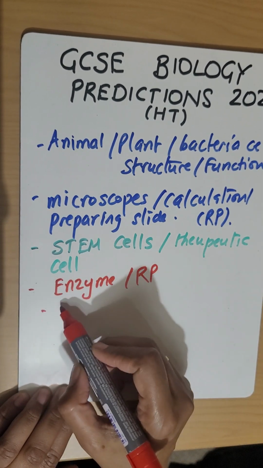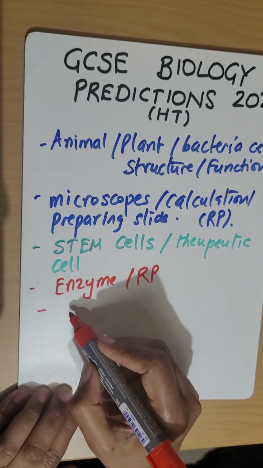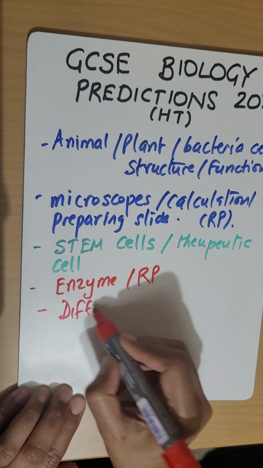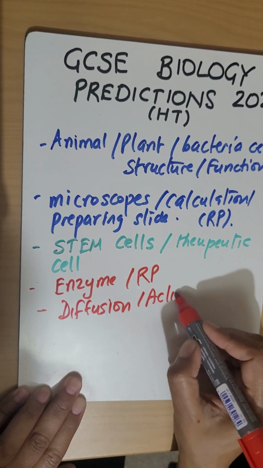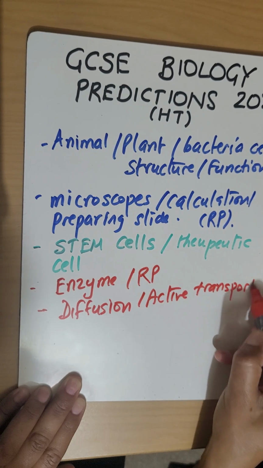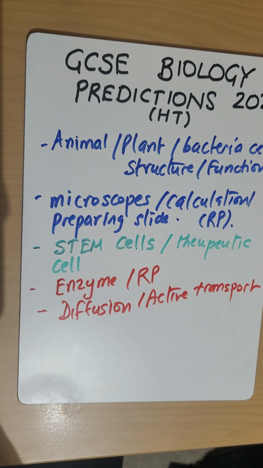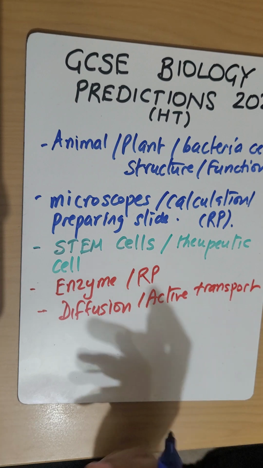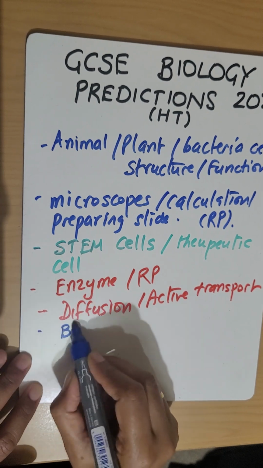The other one that hasn't come up: last year you had a massive question on osmosis, but there hasn't been a question on diffusion or active transport. If there hasn't been a question, it might come up this year. So moving on swiftly, the next topic is blood vessels.